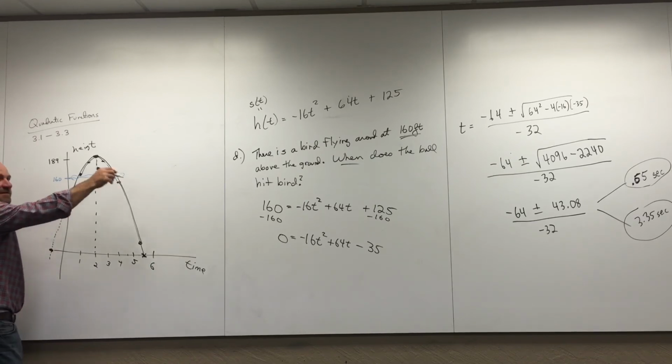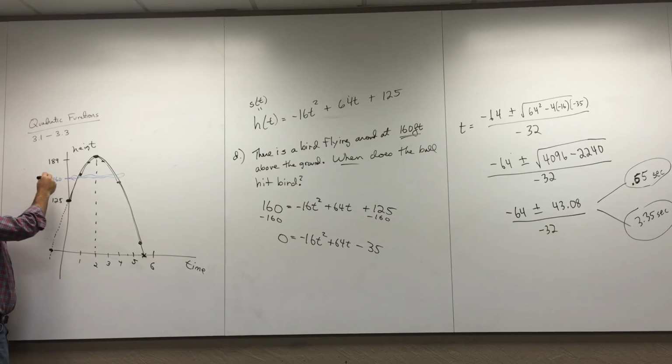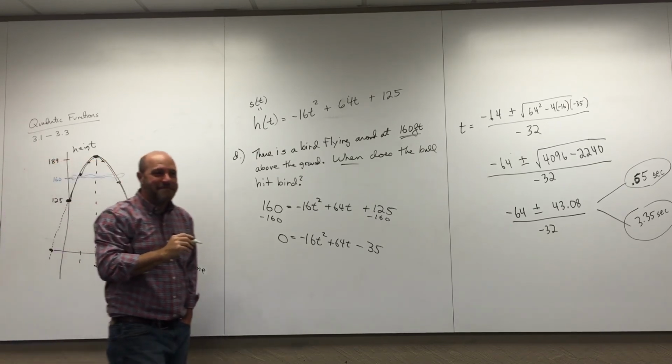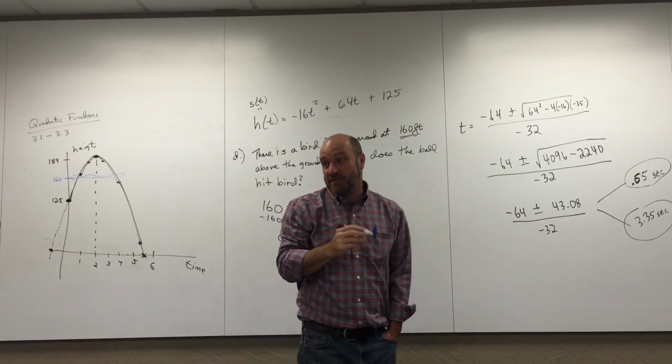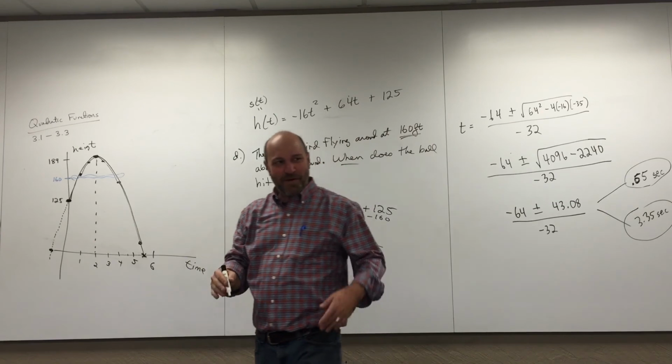Anyway, in order for me to hit him, he better be right over my head at 0.65 seconds. If he happens to be just off to the side, then I miss him. I'm just pretending he's hovering right above my head. I don't know how he does that. Maybe he's a hummingbird, which is not good eating, but go ahead.